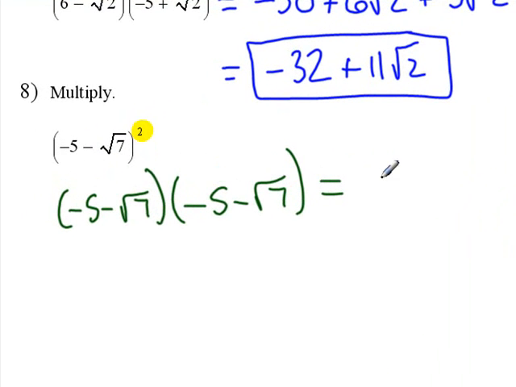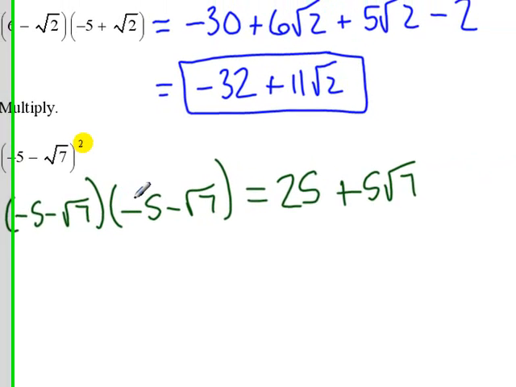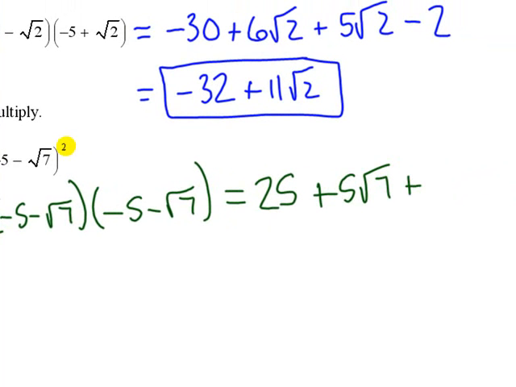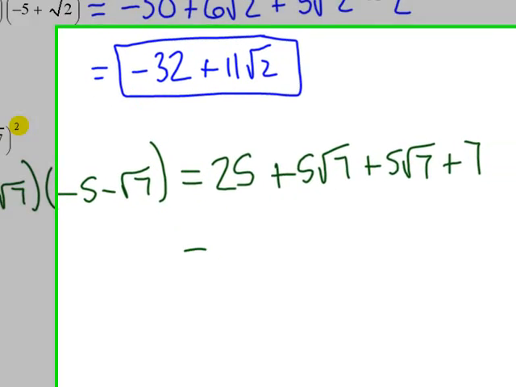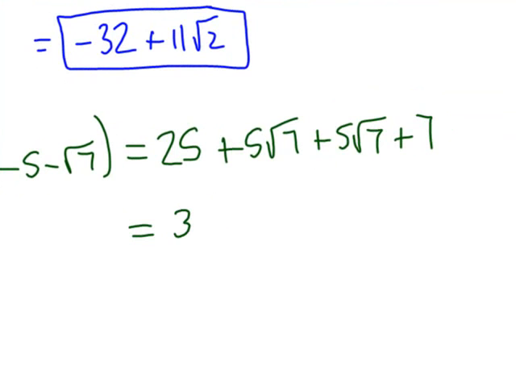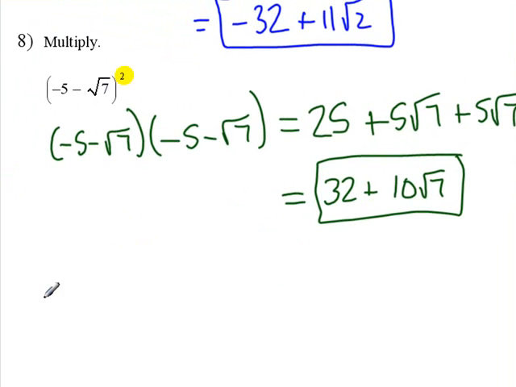Negative 5 times negative 5 is 25. And negative 5 times negative root 7 is positive 5 root 7. A negative root 7 times a negative 5 is a positive 5 root 7, another one of those. And a negative root 7 times a negative root 7 is positive 7. Find the like terms. 25 and 7 is 32. I've got 5 root 7's and 5 more root 7's. That's a total of 10 root 7's, and there we go. That's numbers 7 and 8.